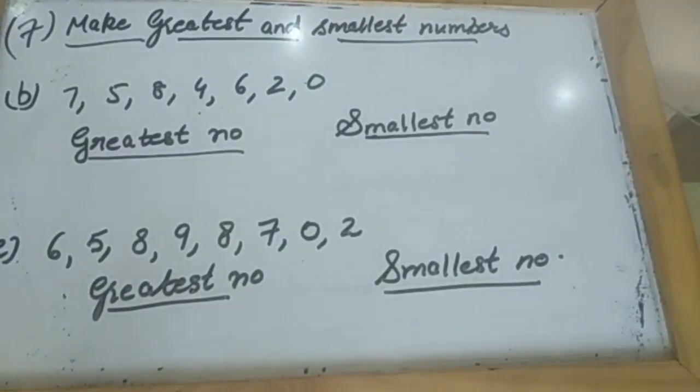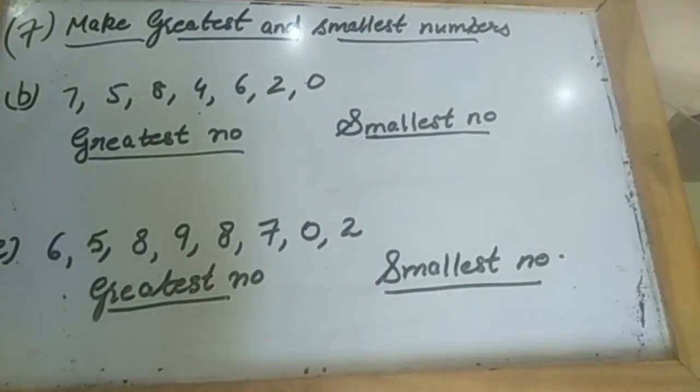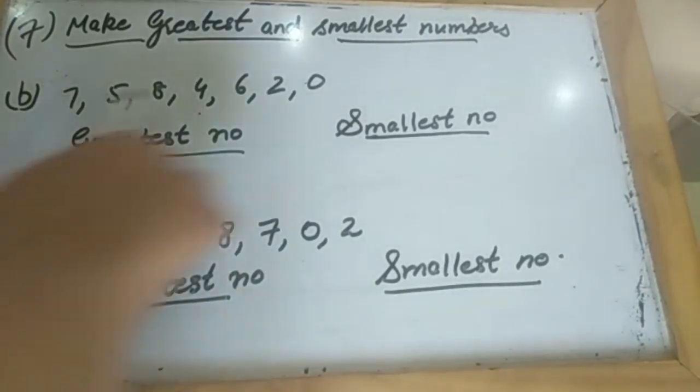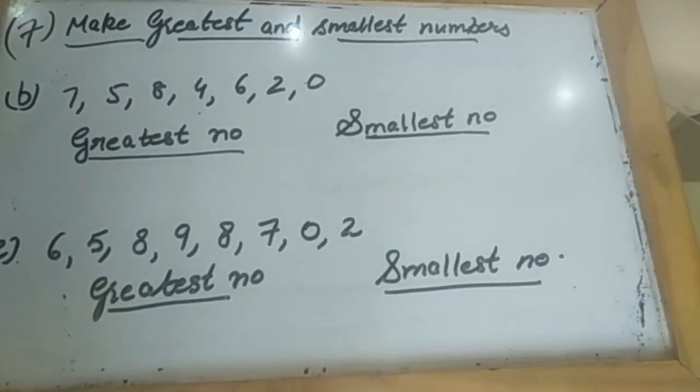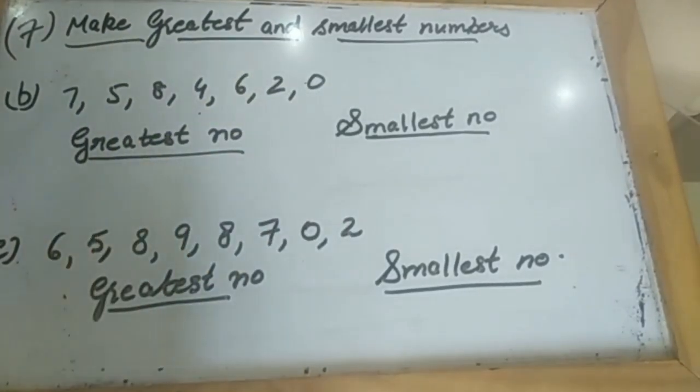Students, this is the 7th question given on page number 18 of exercise 3B. So here you are given some digits and they are asking you to make the greatest and smallest numbers using all the given digits. So how to do that? Now this is the B part. Here these digits are given.